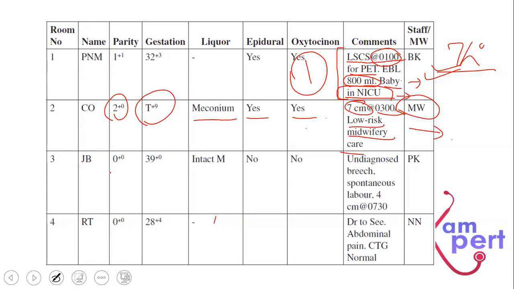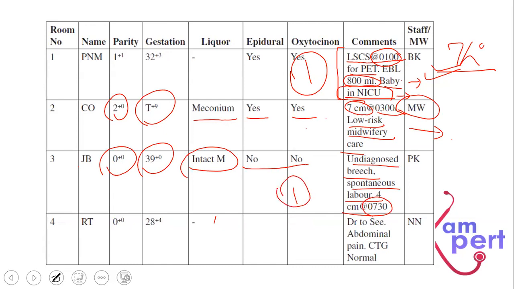Then this case: this is a primary para, she's 39 plus 0. At the moment, her membranes are intact. She's not on epidural, she's not on oxytocin, because she's just arrived and she's an undiagnosed breech and she's in spontaneous labor, 4 centimeters at 7:30. It means only 1 hour has gone by. Okay, you are taking over at 8:30.